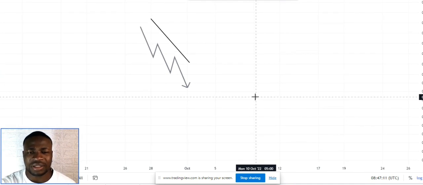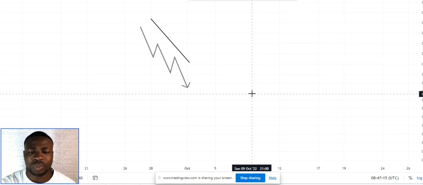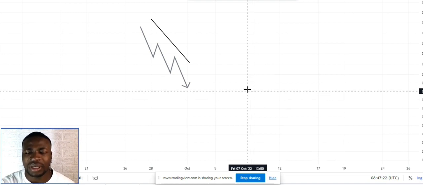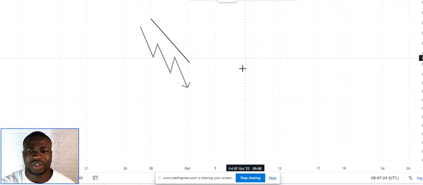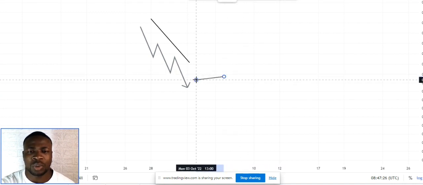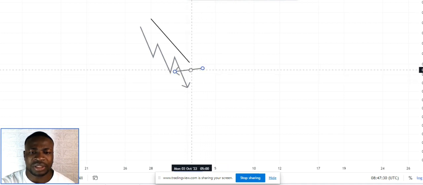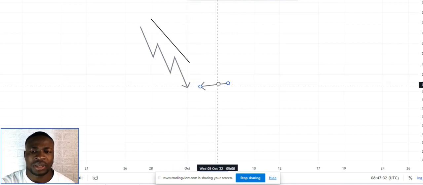Once you've identified the trend that you're currently sitting in, what you want to then identify is where the market is currently at. Is it creating a new low or is it currently creating a lower high? Okay. In this situation, the market has just created a new lower low because this low is lower than the previous low that was created here. So this is the new low.